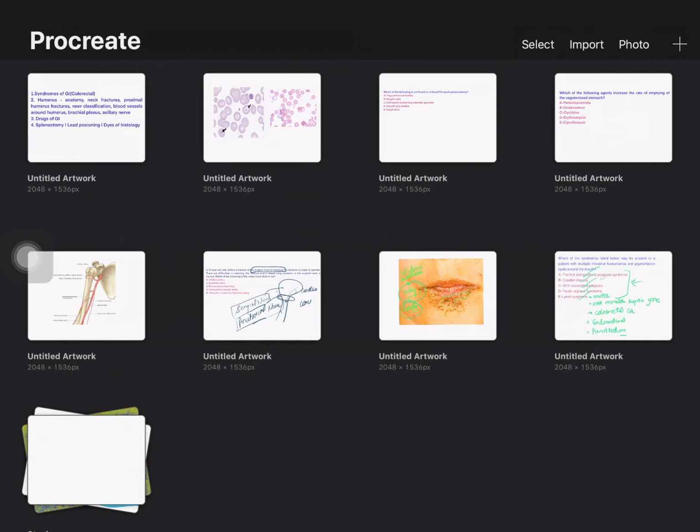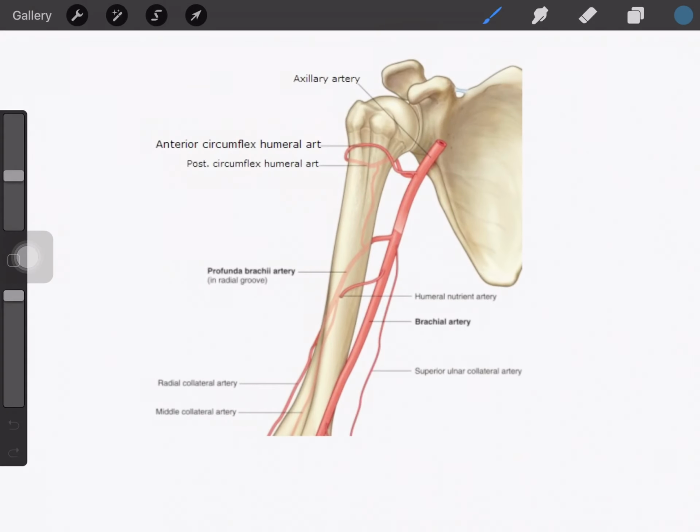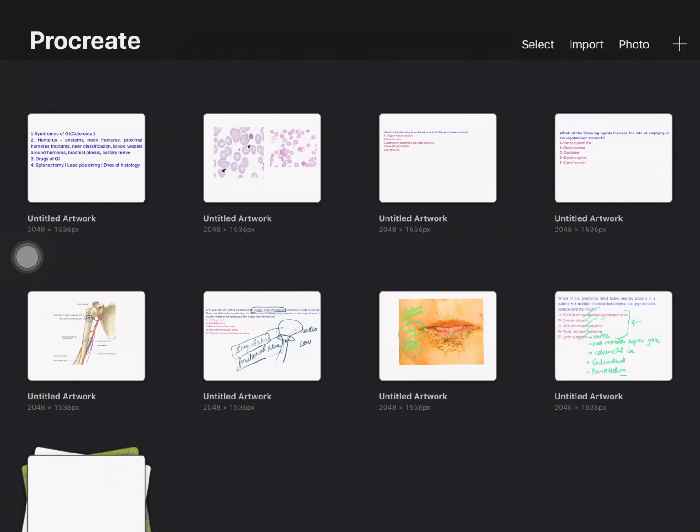So I also kept an image to show you. See, this is the artery going, axillary artery, gives off a branch here, anterior circumflex humeral, posterior circumflex humeral. This is the brachial artery. So the answer is very clear here. It has to be the posterior circumflex humeral. We go on to the next question.